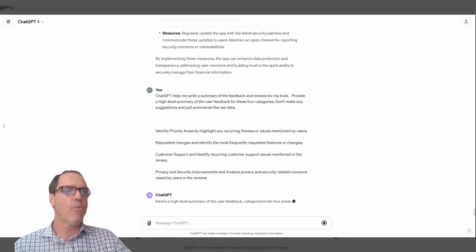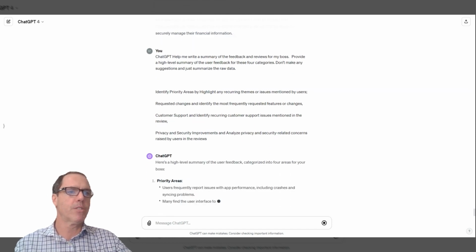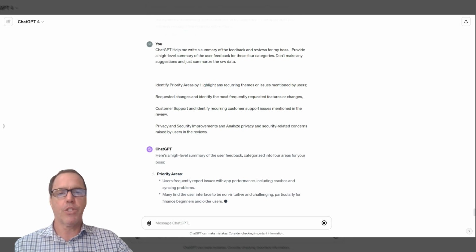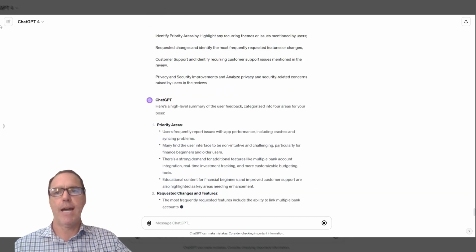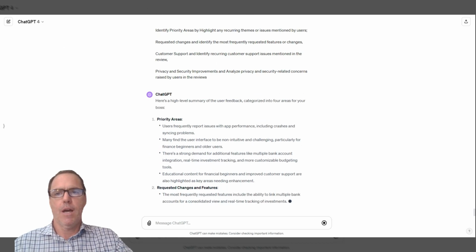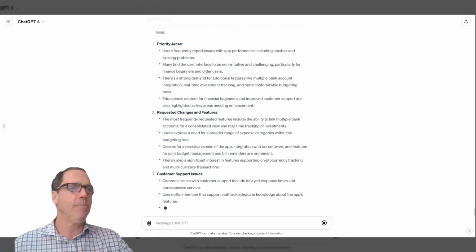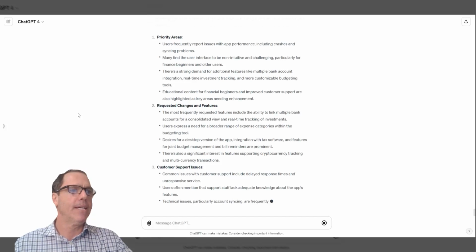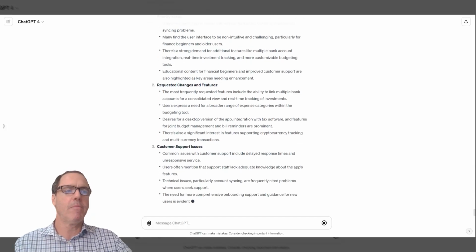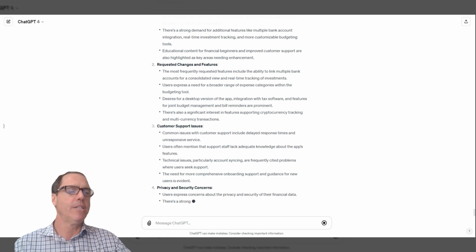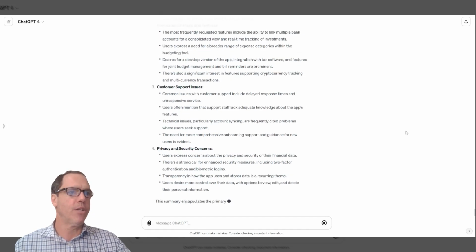All right, here's a high-level summary of user feedback categorized into 4 areas for your boss. Again, this is a draft, so this would give me ideas. And I've just now spent about 5 minutes going over the user reviews with the help of ChatGPT, and now I'm getting a summary. This leaves me 25 minutes to go back and take a look at some of the ideas and suggestions and do some further research, but now I know where to start.